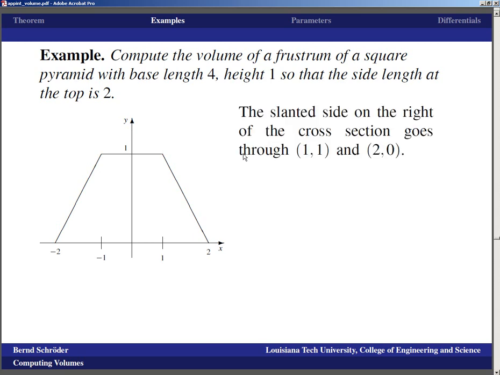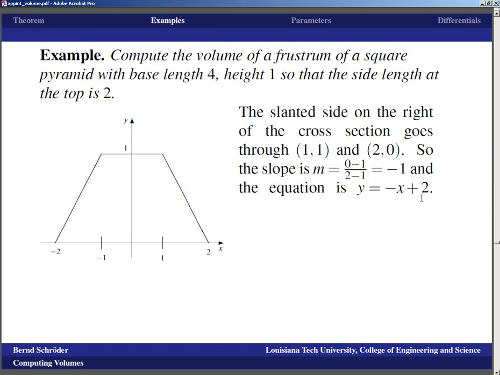And so now, I guess here I should have had a pause in there, what we need to know is this slanted side on the right of the cross-section. Well, we know that that goes through the points (1, 1) and (2, 0), and that means we can figure out the slope. The slope is 0 minus 1 over 2 minus 1. So the slope of that thing is -1, and that means that the equation is y equals -x plus 2. We know it's got to have slope -1, so it's got to have a -x. And at 2, y is equal to 0, so -2 plus 2 would be 0. That means we have a line here that has the right slope, and that goes through the point (2, 0), so this is the equation.